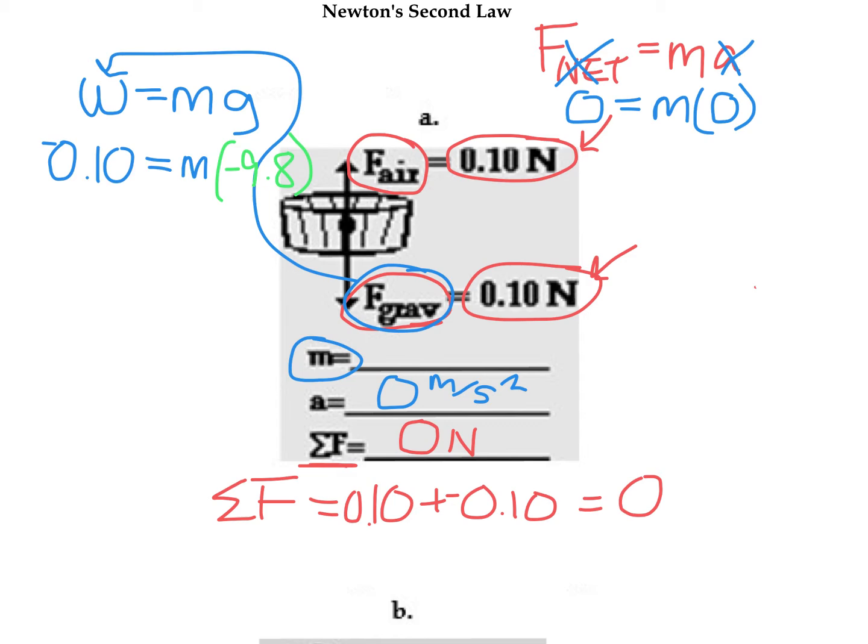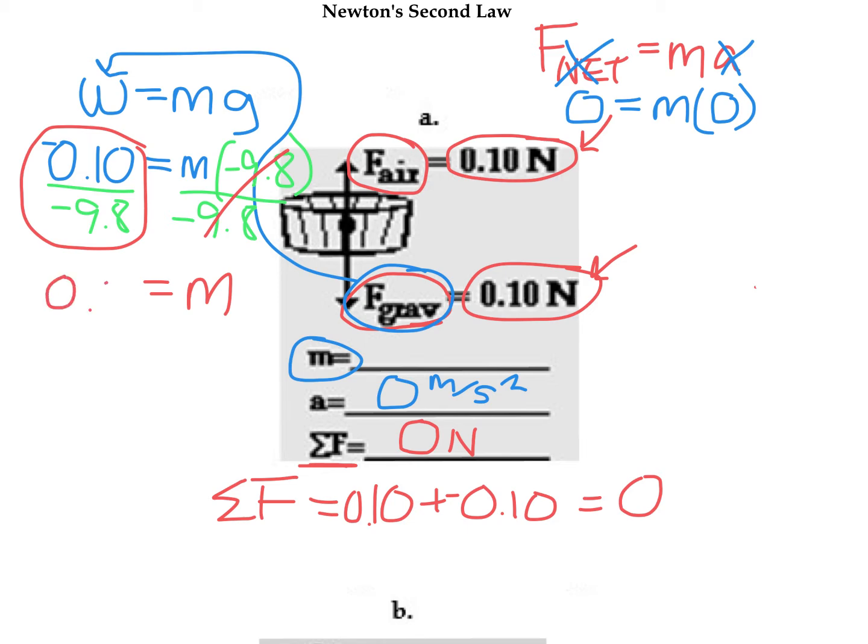So when I rock that out, I'm going to solve for m by dividing both sides by negative 9.8. And when I do that, we know that 9.8 will cancel out. I'll be left with m all alone. And then I'm going to take negative 0.1 divided by negative 9.8. And what I end up getting is 0.01 for my mass. So I'm going to put that in here, 0.01.